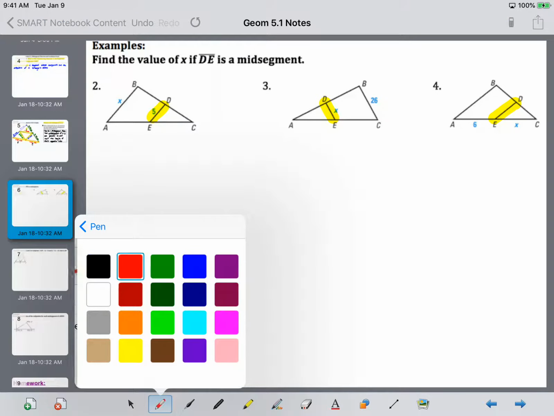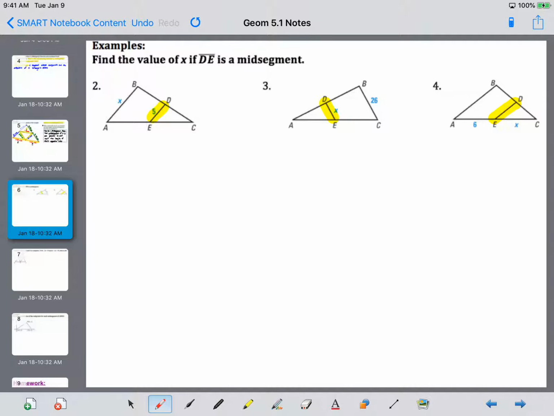All right, so in our first example, if we take that segment DE, which they tell us is 5, and we multiply that by 2, that will give us x. So in this case, x is going to equal 10. And the outer length should always be longer than the mid-segment.